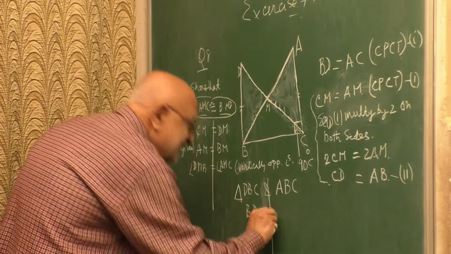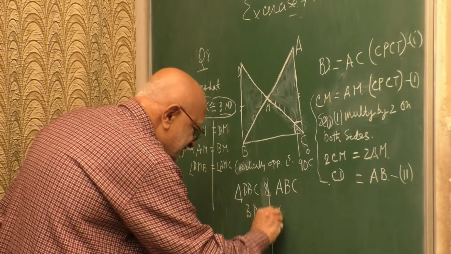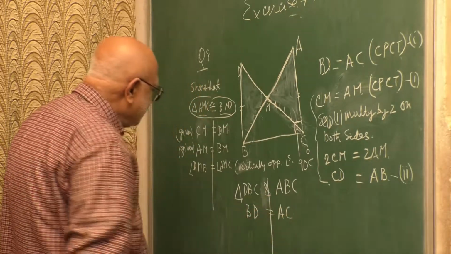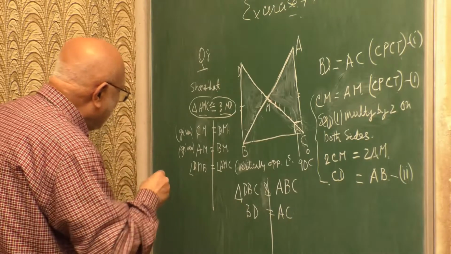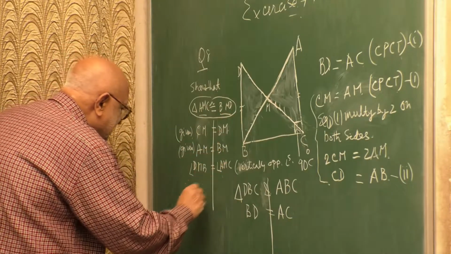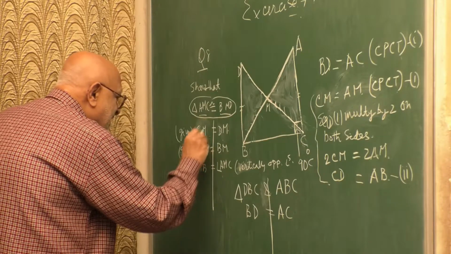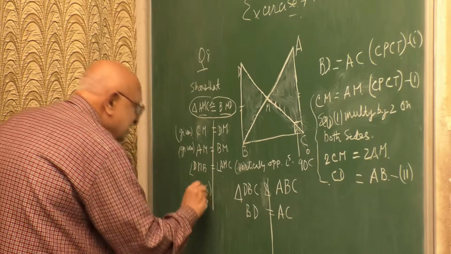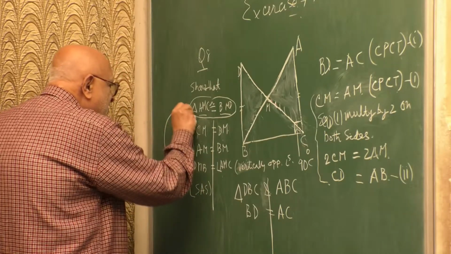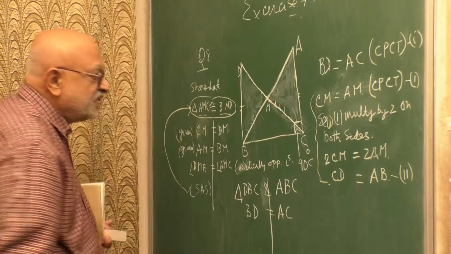BD is equal to AC. I didn't say this belongs to; these are two sides. SAS rule, congruency. This is the SAS rule for this congruency. Please check this one out.